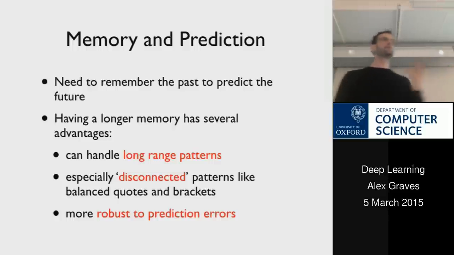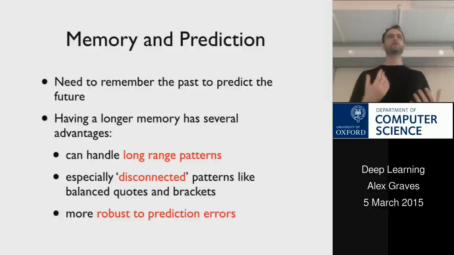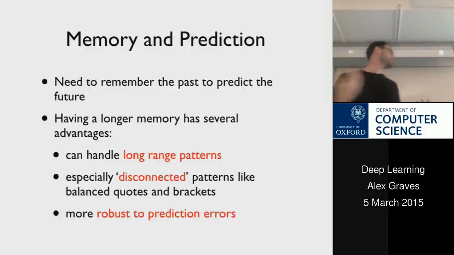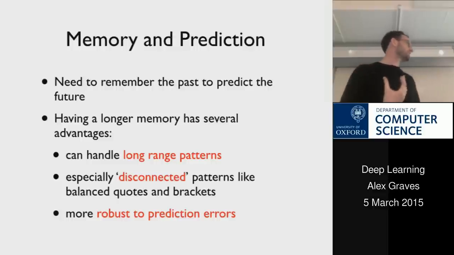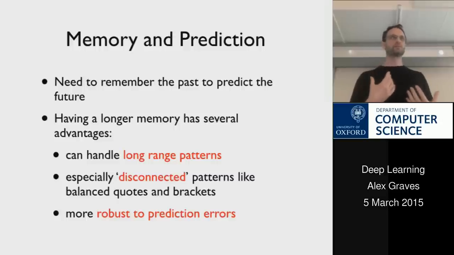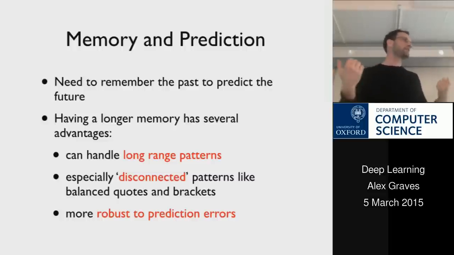Before I get into the experiments, just one more high-level comment. This is a predictive model, and the strength or failure of these models rests entirely on how good they are at predicting what's going to happen in the future. It's obvious to say, but you need memory in order to make predictions. You have to remember the past to predict the future. And there are lots of reasons why having a longer memory, the type of memory that LSTM gives you, is an advantage. One of the most obvious is, if you have a long-range pattern, some information that's spread out over a long period of time, you have to be able to accumulate and integrate that information over a long period of time in order to do anything with it.